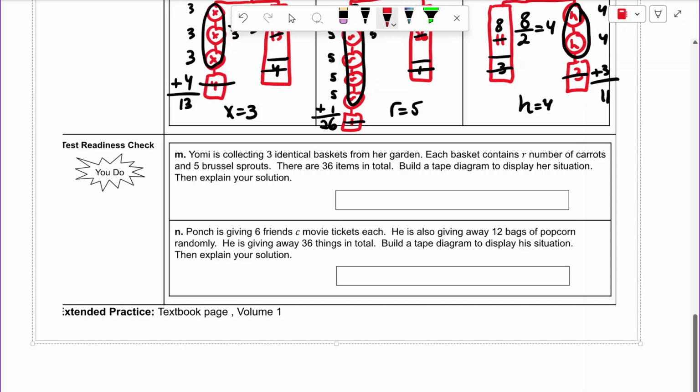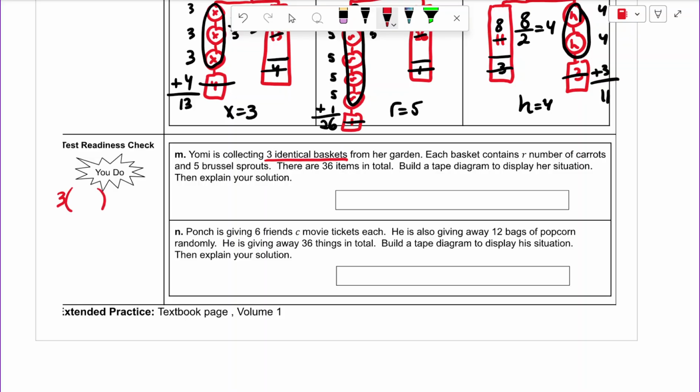We're going to build it. Now, what is Yomi collecting? She's collecting 3 identical baskets. I know that there's not a lot of room in these boxes to work, so over here, underneath the sign, we're going to say 3 identical boxes. So we're going to put a 3 here, and inside those identical boxes are items.